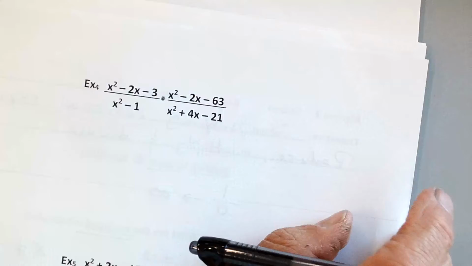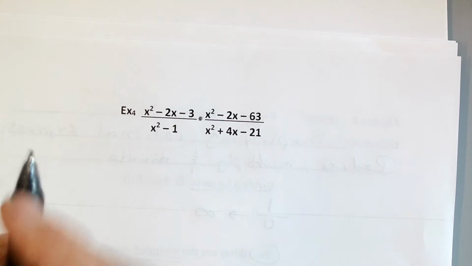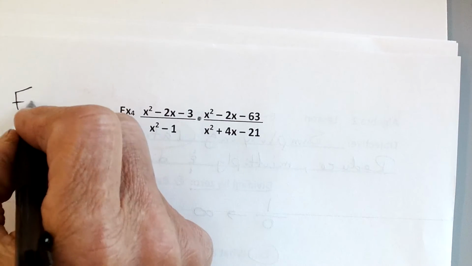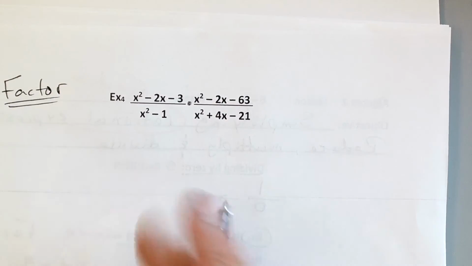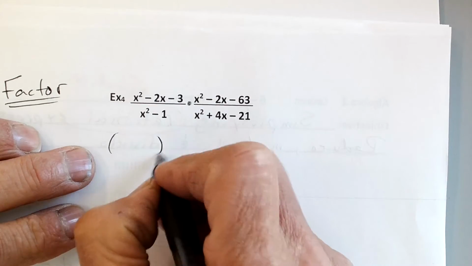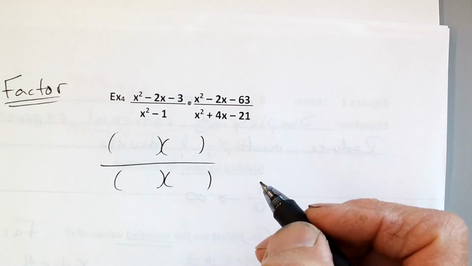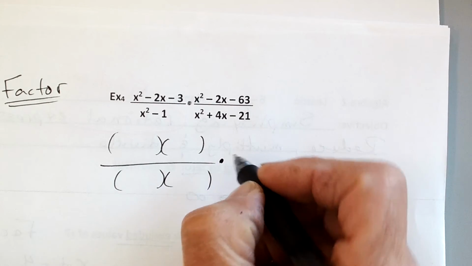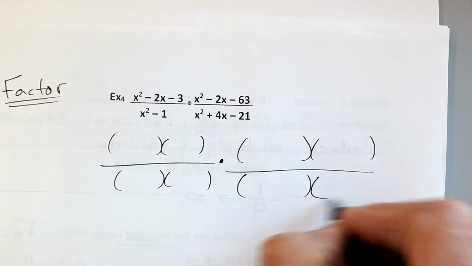All right. Well, it's just a bigger version. So we're going to factor. First fraction, parentheses, right? Because we're going to factor. Second fraction, we're going to factor, right?